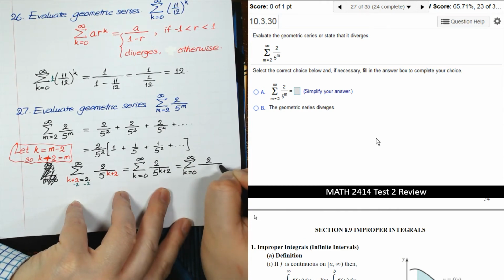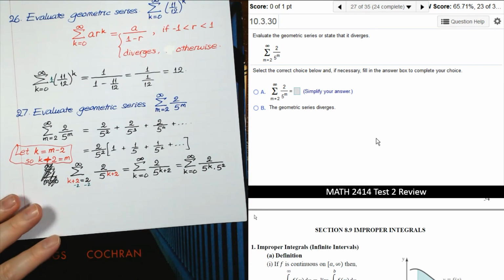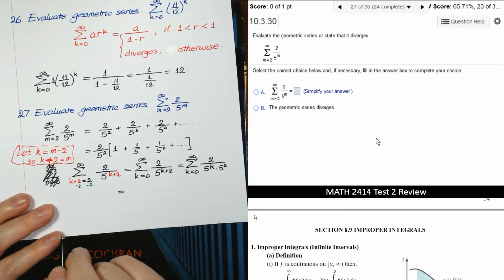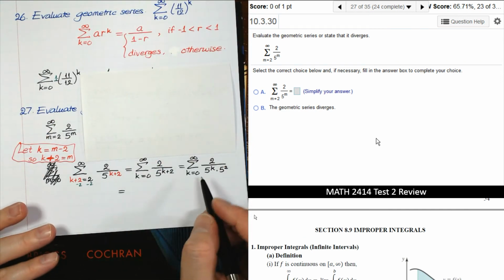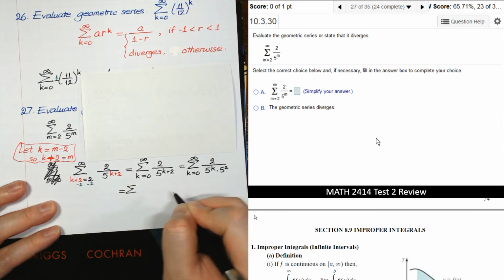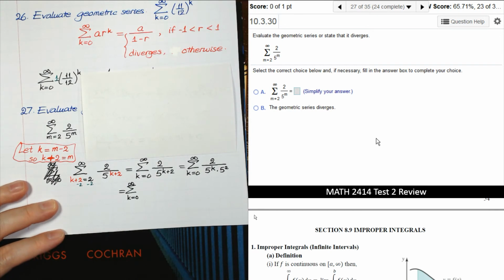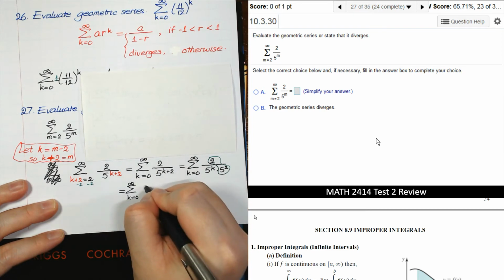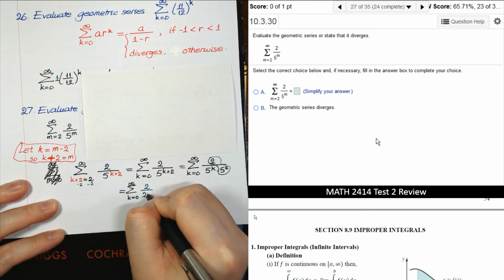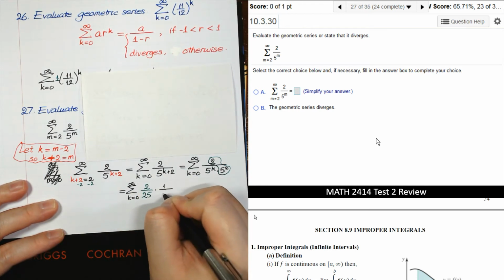What we can do is, why don't we write 5 to the k plus 2 as 5 to the k and 5 squared. You can just forget about that. This is what we do. Now we just rewrite this. First, these two terms don't have k in them. We have 2 over 25, and then we have 1 over 5 to the k power.